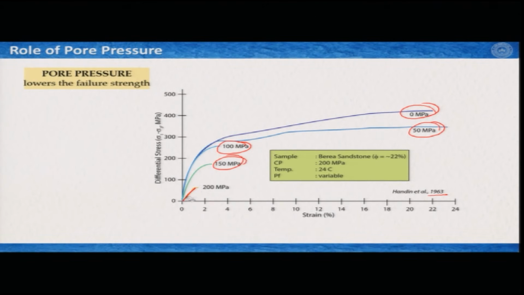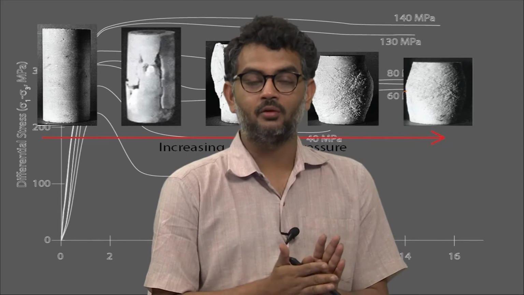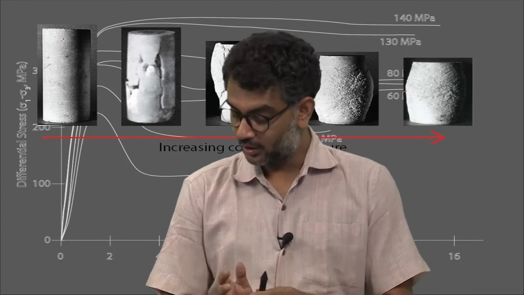But when the pore pressure he decreased from 200 to 150 megapascal, the strength got increased; a 50 megapascal decrease of pore pressure increased the strength of the rock. From 150 to further decrease to 100 megapascal, further decrease to 50 megapascal and further to 0 megapascal, we see that the strength and flow of the rock has increased. So, pore pressure effectively lowers or decreases the strength of the rock. This was one of the first experiments where Handin showed this typical phenomenon of deformation behavior.